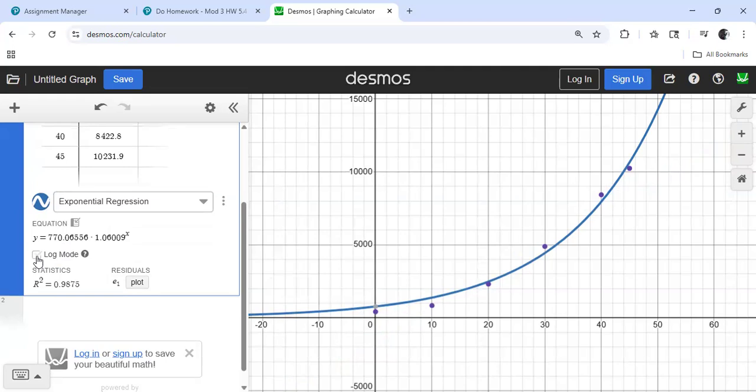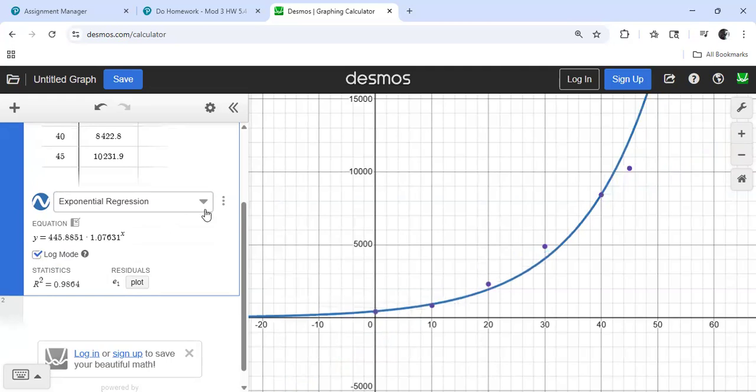So we do have to switch the log mode on like that. So you select exponential regression, click on the log mode, and then these will be the values that you can round to whatever it's asking for. Just to see now, the first point was year 1959, but that's an X value of 0, and it just goes up 10, 20, 30, 40, 45.